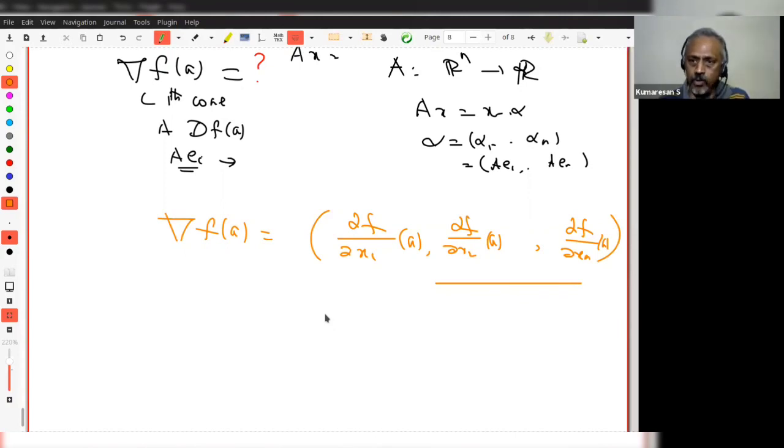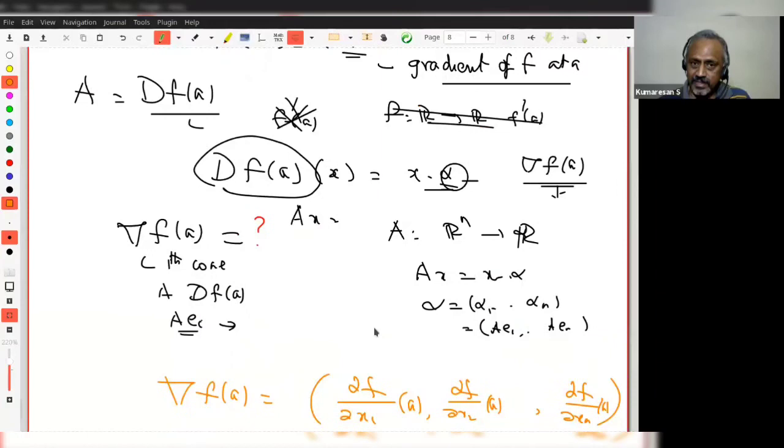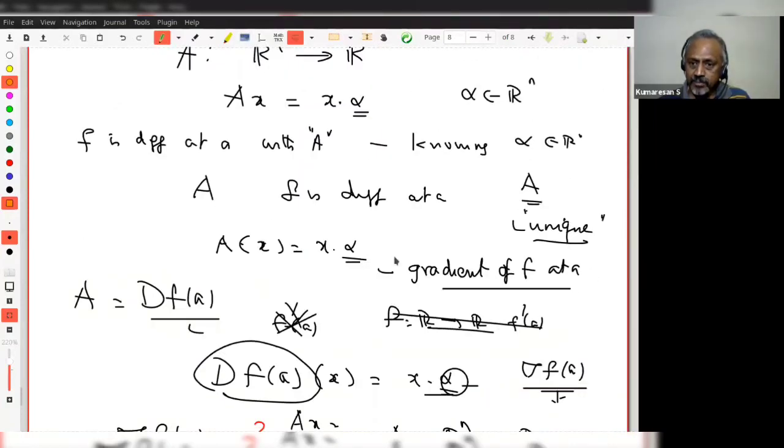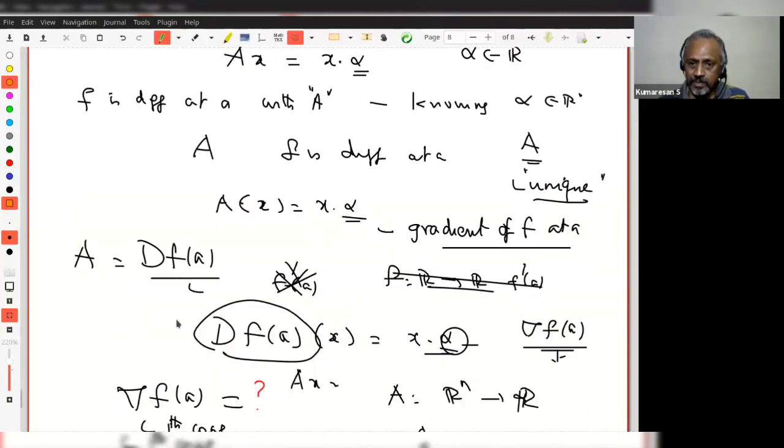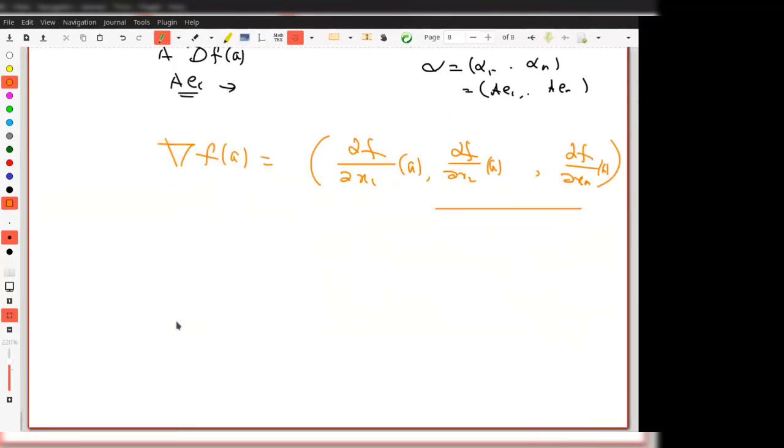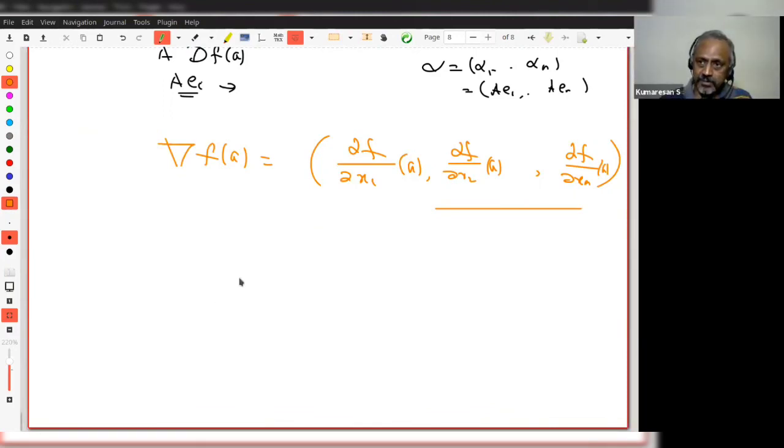Therefore, we have found a formula for the gradient, in terms of the partial derivatives of f. That's good. But notice that I do not talk about the gradient of f at a unless the function f is differentiable at a. Why? Because we had already seen in R2, there is a function for which the partial derivatives exist, but it is not differentiable. Therefore, just because I know how to compute the partial derivatives and form that vector, I cannot call it a gradient vector unless the function is differentiable.